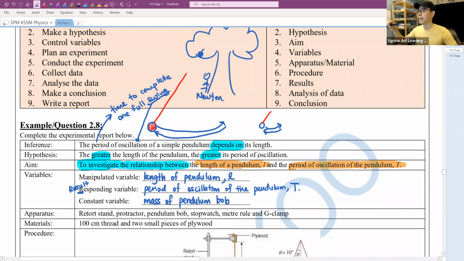Because heavier and lighter, it will take different time to swing. I'm not interested in how the mass affects. I'm interested in the length and how it affects the period. So we don't want those things to affect our results. So constant variable or fixed variable is something that could potentially affect the results directly like that.